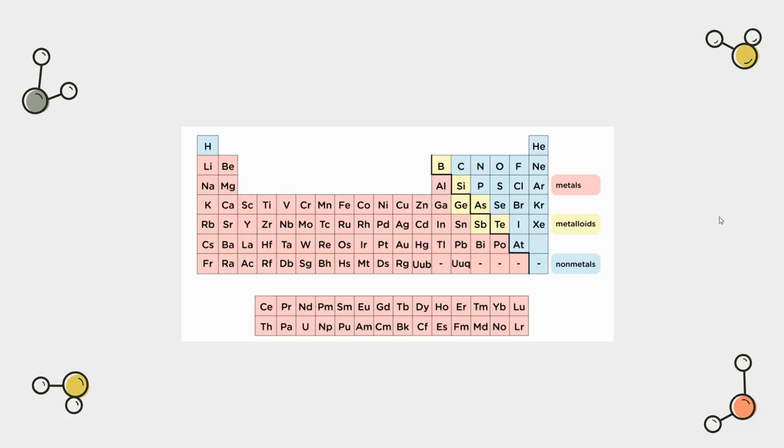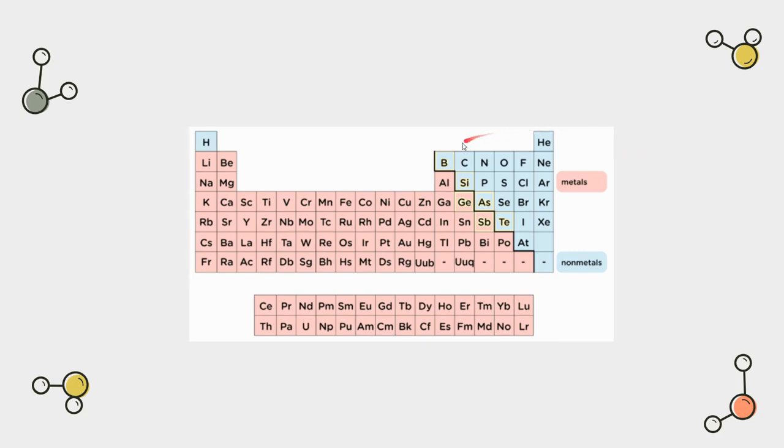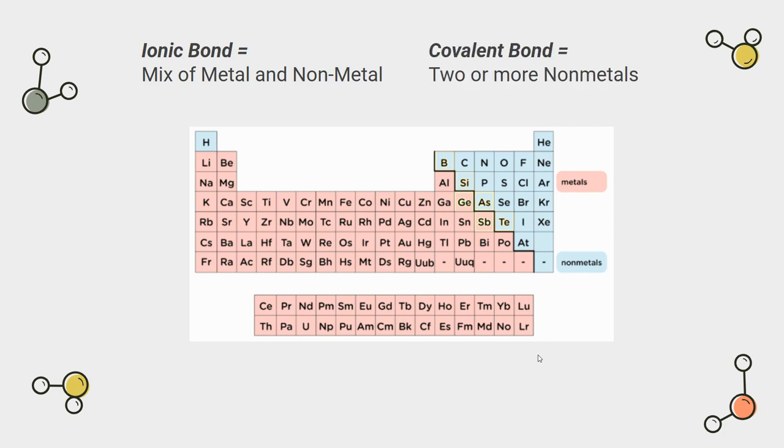We used this periodic table in class. We colored it a little bit differently. We got rid of these yellow metalloids. And we basically said that everything to the right of this staircase in blue is a non-metal element, hydrogen being the one exception. It's a non-metal, but it's in the very top left corner. And everything to the left of the staircase, other than hydrogen, in red here, are our metal elements. Just as a reminder, ionic bonds are when we mix a metal and a non-metal element, and covalent bonds are when we have 2 or more non-metal elements bonded together.